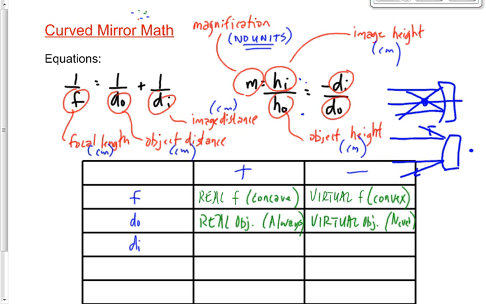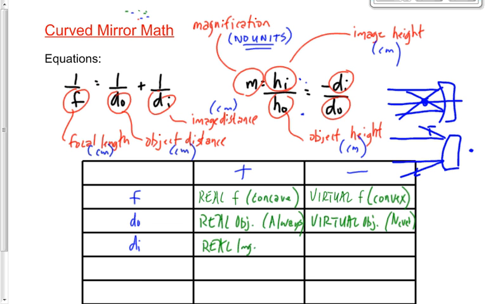DI. When is it positive? Well, you can probably take a pretty good guess at this now. DI is positive if you have a real image. Good. And you can have a real image if you have a concave mirror, but not always when you have a concave mirror, because sometimes with a concave mirror you have a virtual image. But with a convex mirror, you never have a real image. It's always virtual.